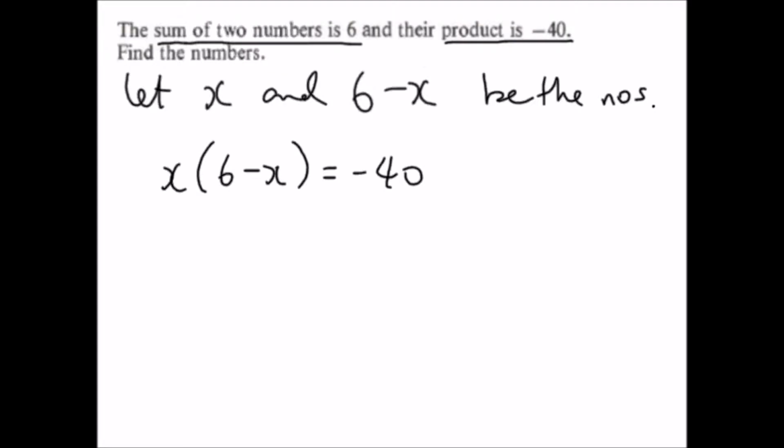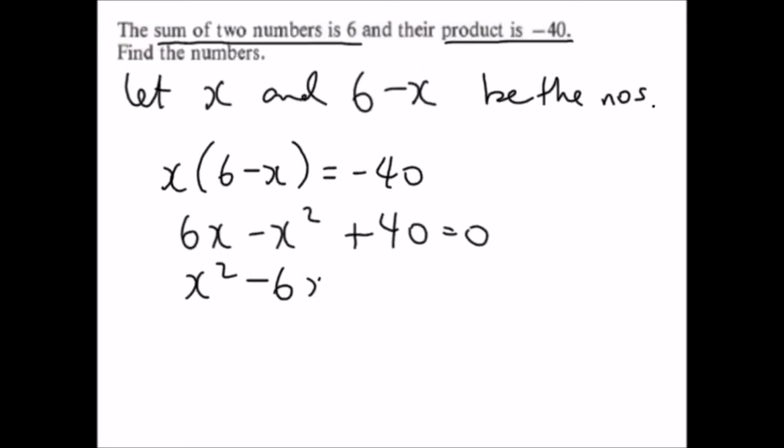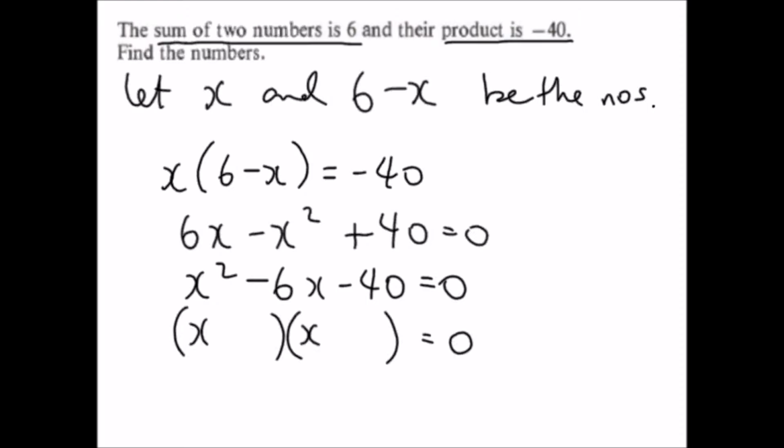It's quadratic, so we need to expand and make one side 0. So we get that, but I don't like working with negative x squareds, so let's multiply everything by negative 1. And now we need to factorise that. So two numbers that times to make negative 40 and add to make negative 6. If we use 10 times by 4, the difference in those numbers is 6. And if I had negative 10 times by positive 4, that would multiply to make negative 40, add to make negative 6. So therefore my two solutions, x equals 10 or x equals negative 4.